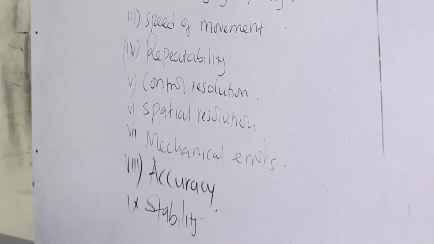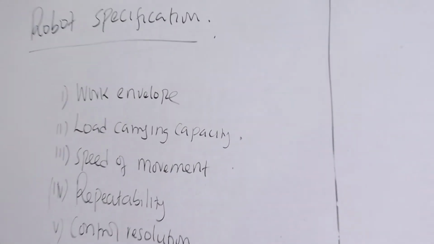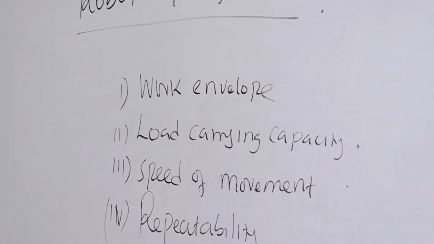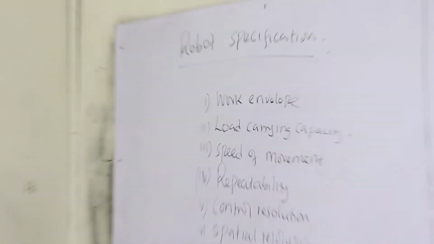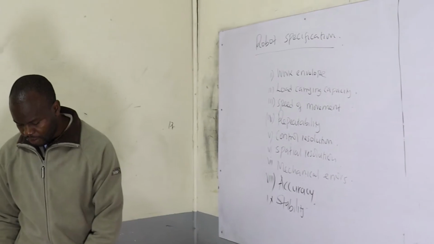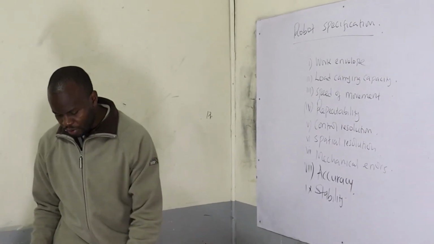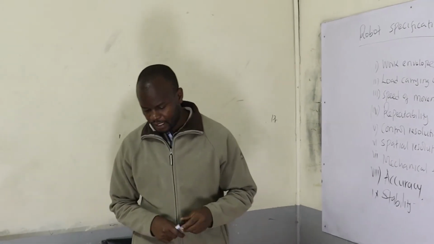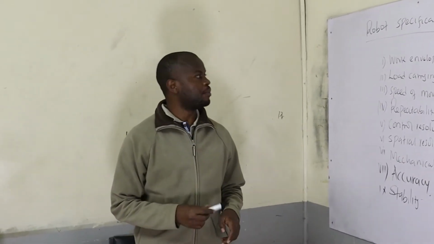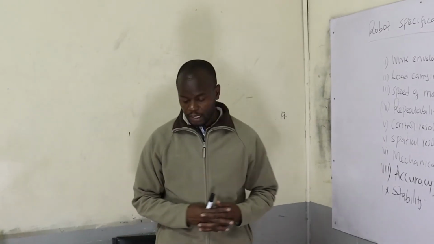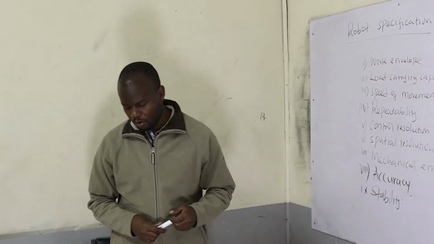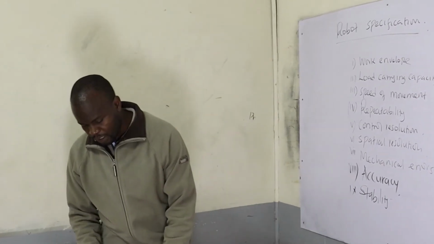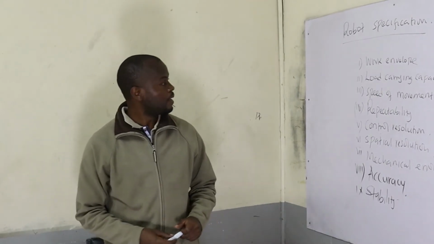So we can start by looking at what we refer to as the work envelope, and at times it is referred to as the work volume of a manipulator. When you talk about the work envelope as a robot specification, it is just a defined space within which the robot is in a position to manipulate the end of the wrist. In other words, the work envelope is the environment within which the robot is able to work.